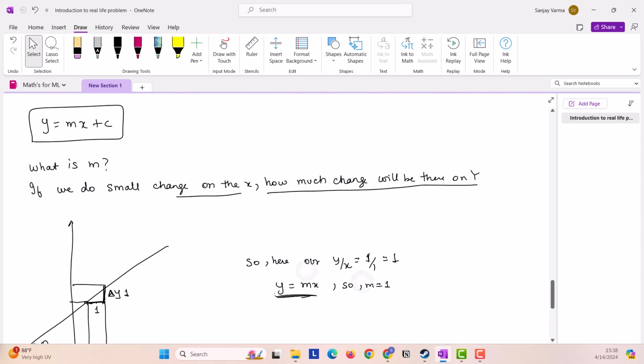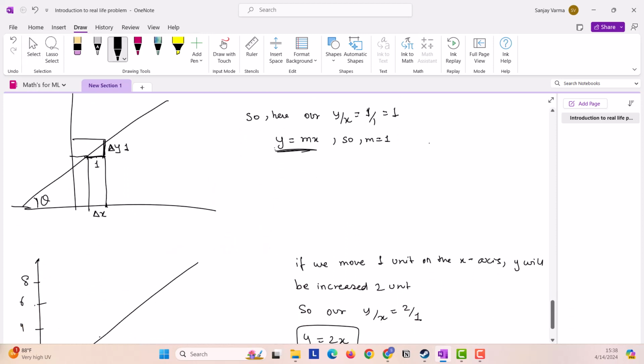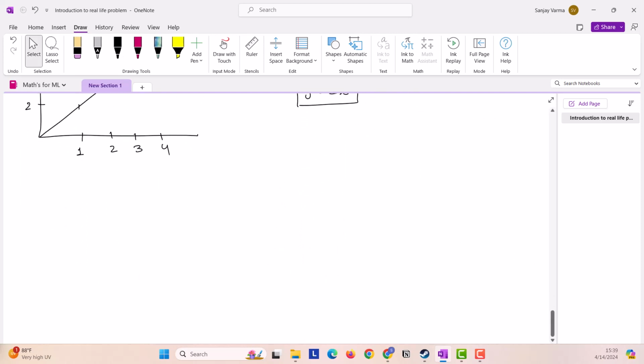And one more thing, here this angle theta is y by x. So just adding that part here. We say that m is delta y by delta x. For any change on delta x, what is the corresponding change on delta y?